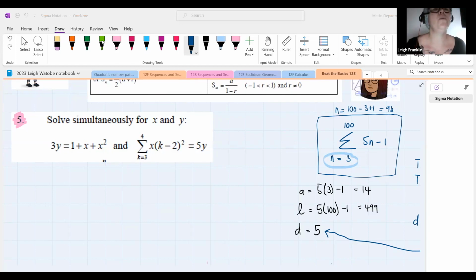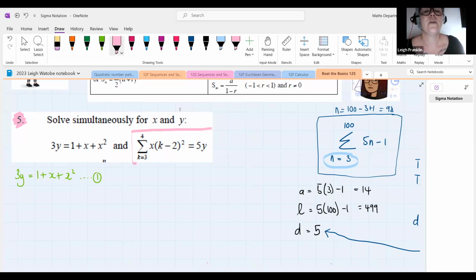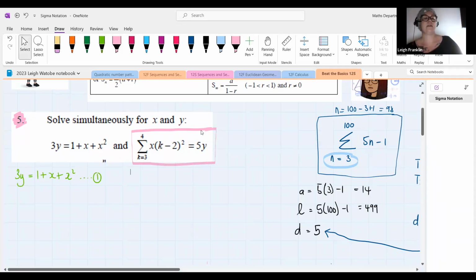So we've got equation number 1, because remember when we solve simultaneously, we've got to have 2 equations, right? So we've got equation number 1, which is 3y equals 1 plus x squared. And clearly we need to make a second equation, because if we want to solve simultaneously, we need 2 equations. Can anybody help me make the second equation using the sigma notation that we have here? How are we going to make a second equation, guys? What are we going to write?